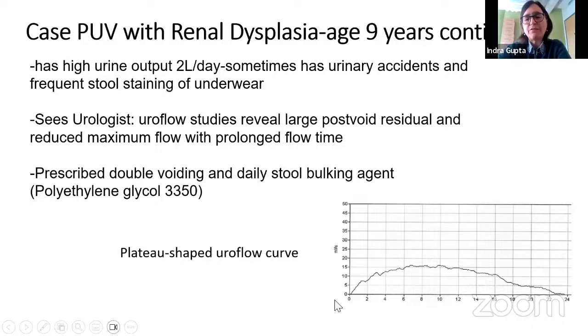And what you see classically with valves is this prolonged phase of urination shown here. So he had a decreased maximum flow with a prolonged flow time and significant post-void residual. And so the treatment, as described again in our previous talk, is you can add stool bulking agents to try to improve bladder emptying. And then for him, we initially started with prescribing double voiding. But some of the kids with bad posterior urethral valve bladders will even go as far as needing either catheterizations or bladder augments, depending on how their bladder adapts over time.